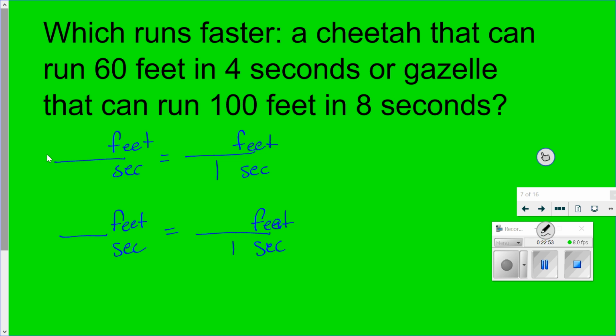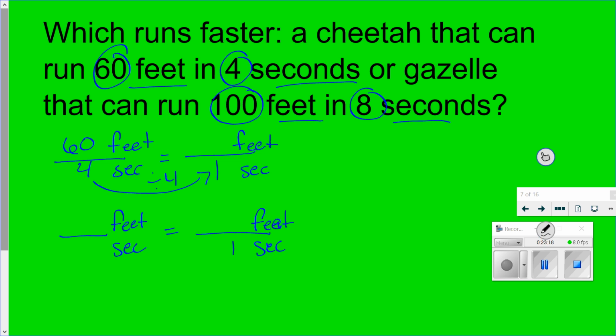Okay, so which runs faster, a cheetah that can run 60 feet in 4 seconds, or a gazelle that can run 100 feet in 8 seconds? So let's start with the cheetah. What do we know about his running? He runs 60 feet in 4 seconds. So if we're going from 4 seconds to 1 second, we're going to divide by 4. So I need to divide 60 by 4.